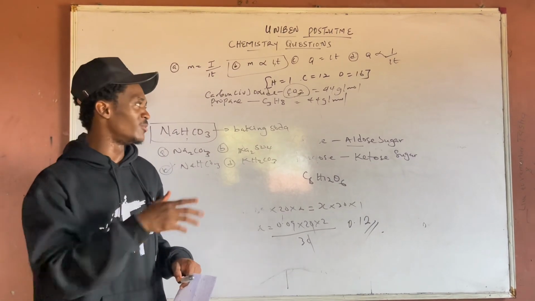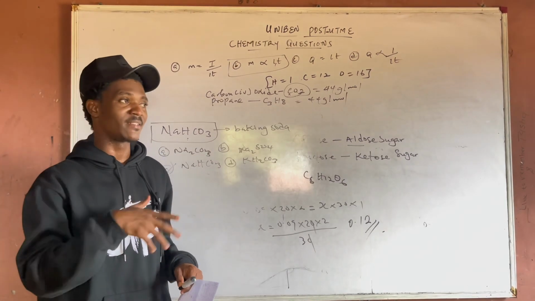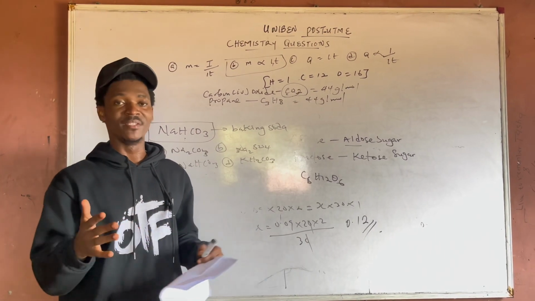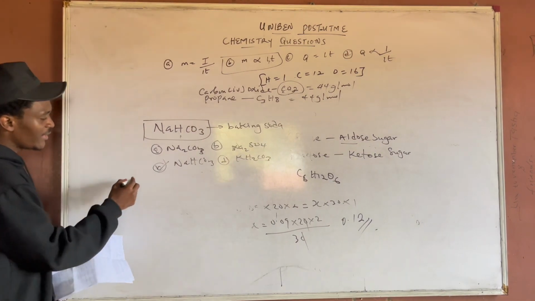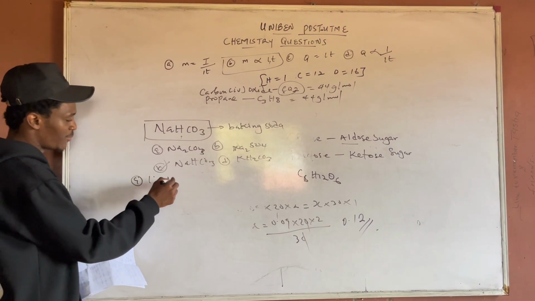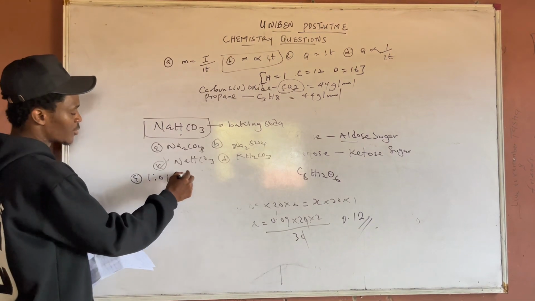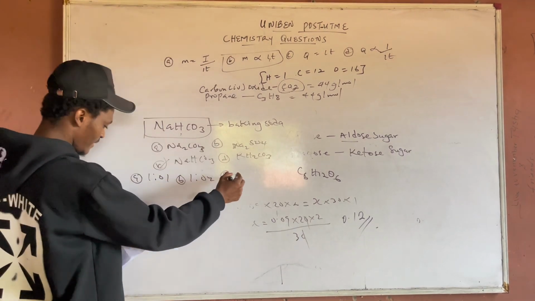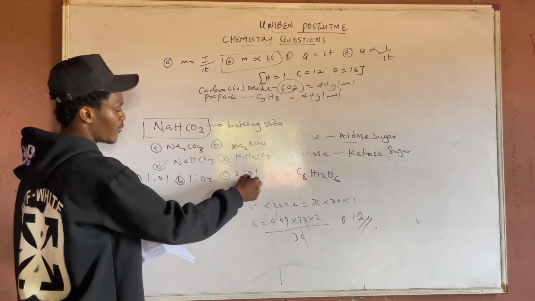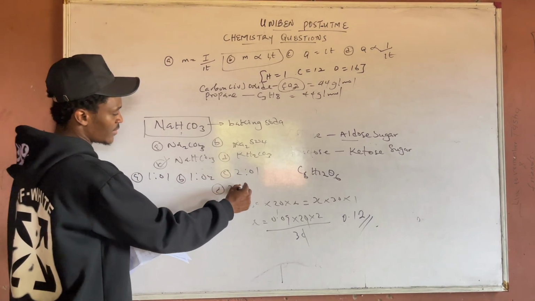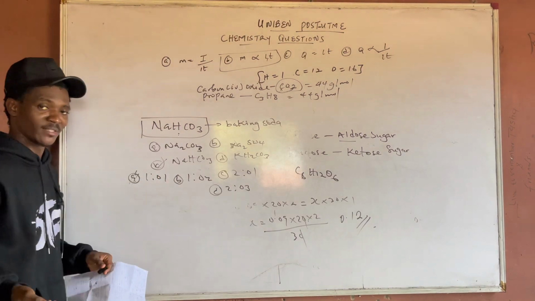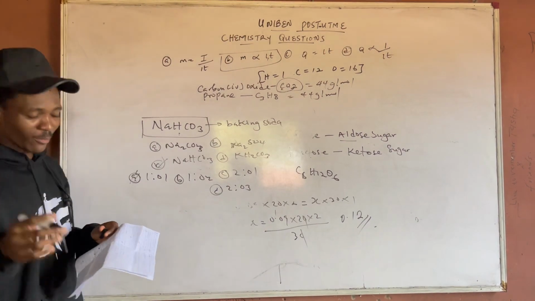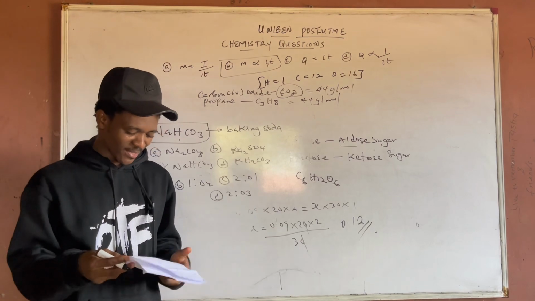All you simply do, since they have the same molecular mass, the ratio of their diffusion would be the same, which is 1:1. These were the options. A was 1:0.01, B was 1:02, C was 2:01, and D 2:03. So the answer is 1:01. 0:1 is the same as 1. They just want to confuse you, so don't be confused. All right? So that's that about that.